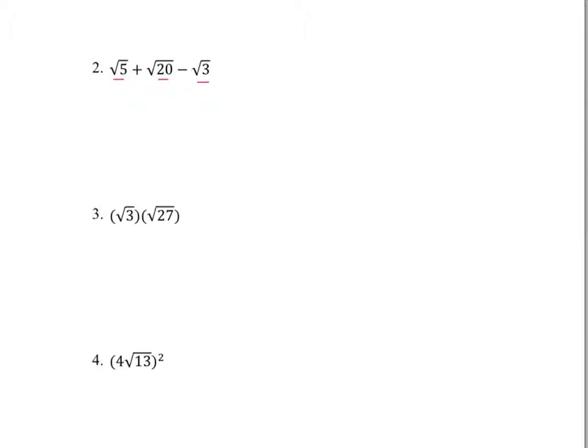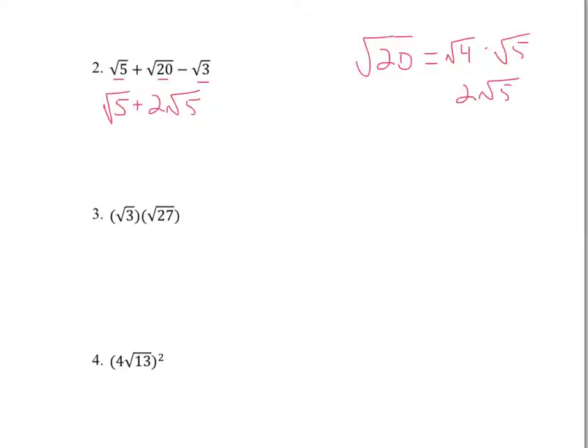Square root of 5 you can't do anything with, square root of 3 you can't do anything with, but square root of 20 you can break down. Same method, try to figure out how to rewrite that. So the square root of 20. The biggest perfect square that's less than that is 16. 16 does not divide into 20 evenly, so that's not going to help us. 9 doesn't either, but 4 does. So this is square root of 4 times the square root of 5, and we all know the square root of 4 is 2. So I'm going to rewrite square root of 20 as 2 times the square root of 5. So we've got square root of 5 plus 2 times the square root of 5 minus square root of 3.